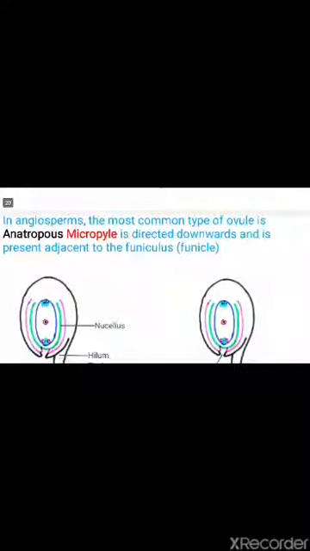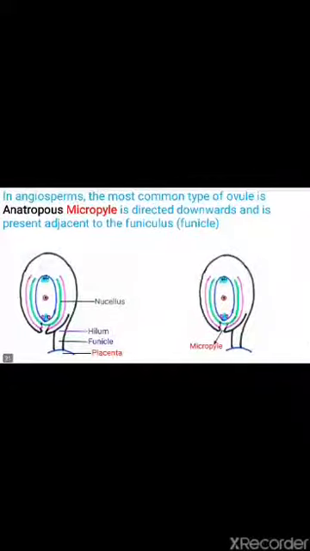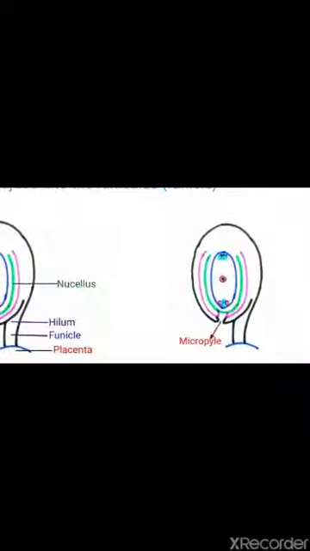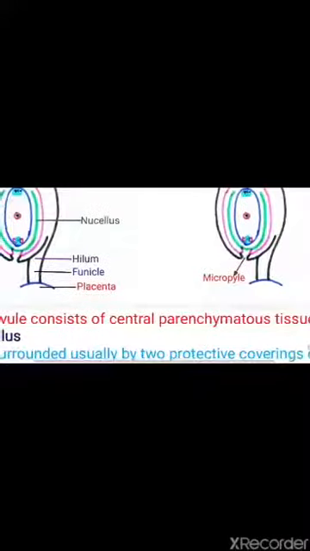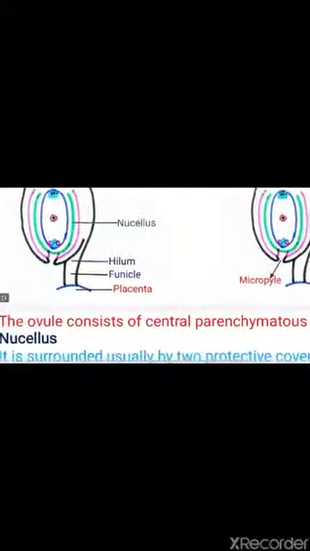In the angiosperm, the most common type of ovule is anatropous ovule. So whatever is shown in the diagram is of the anatropous ovule. So what is meant by this anatropous ovule? Anatropous ovule means in this ovule, the micropyle is directed downward, and it is present adjacent to the funiculus. So this is what a micropyle is. Here, this opening is called the micropyle.